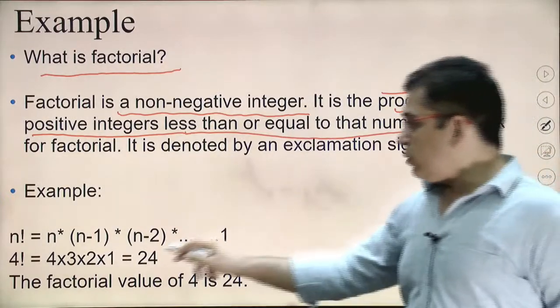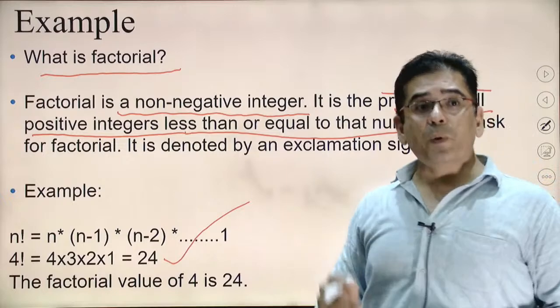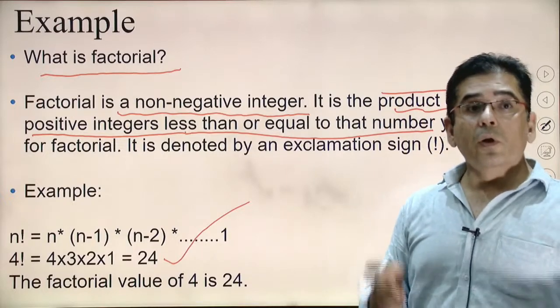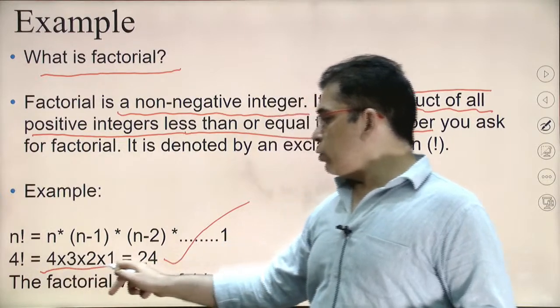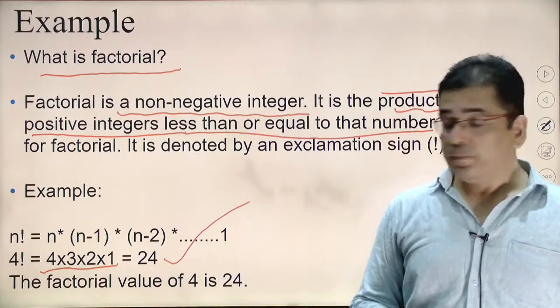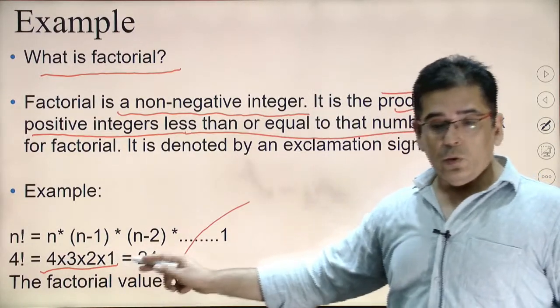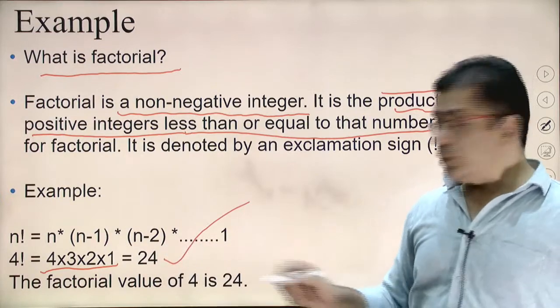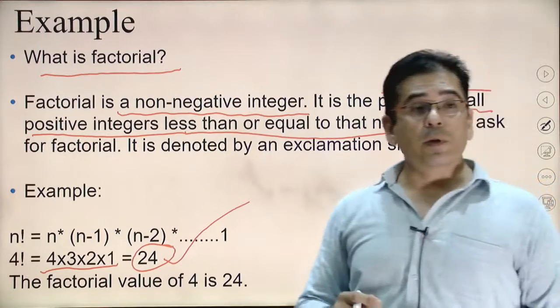Like if I want to calculate the factorial of 4, then it is the product or multiplication of all numbers less than or equal to 4, except 0 or negative numbers, like 4 multiplied by 3 multiplied by 2 multiplied by 1. So it comes out to 24. So this is the factorial of number 4.